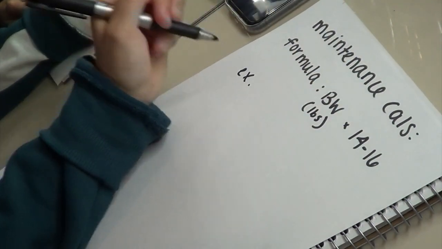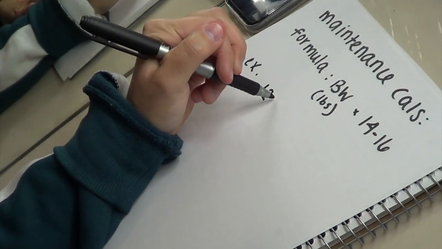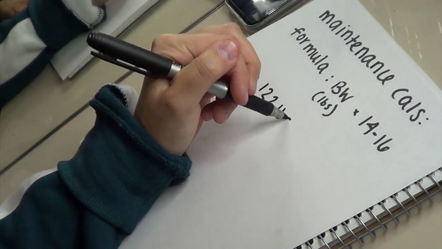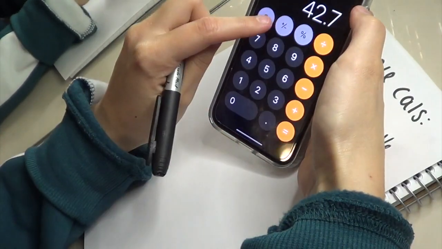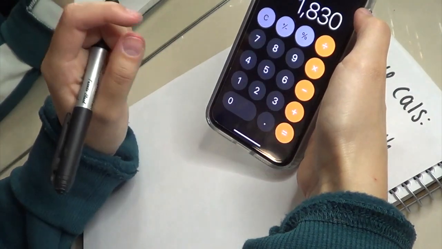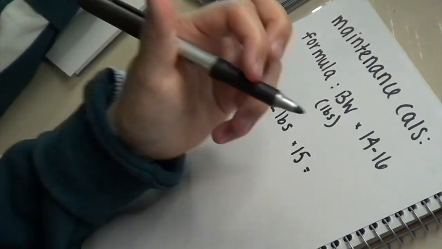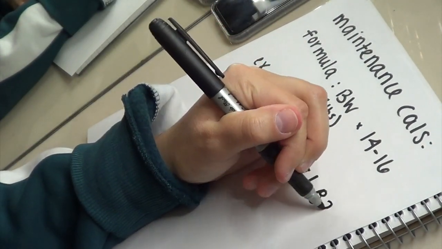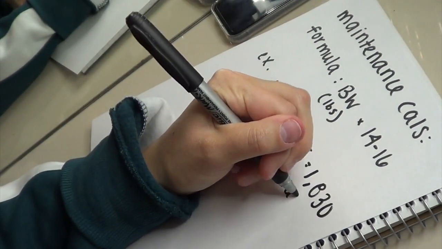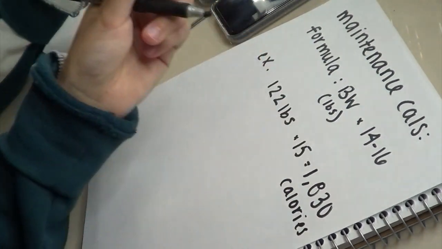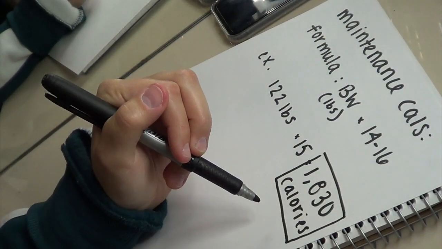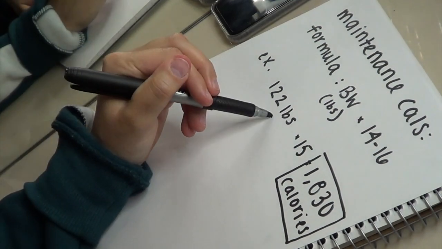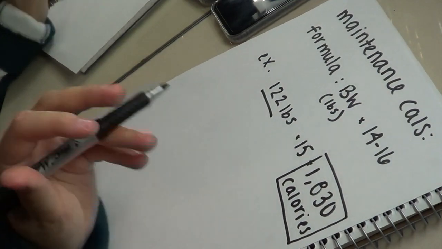For an example, I am 122 pounds as of this morning, and I'm going to multiply that by 15. That's 1,830 calories. So this number right here is how many calories I have to eat in a day to maintain my weight, 122 pounds. Once we know this, we can move on to our goals.